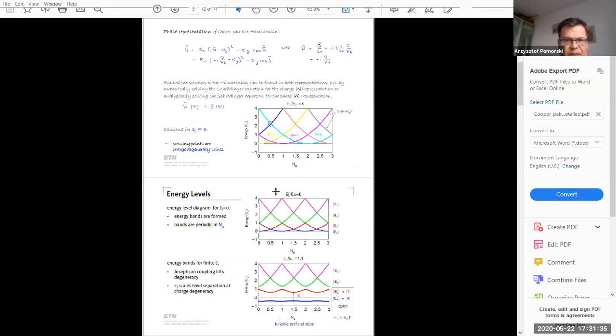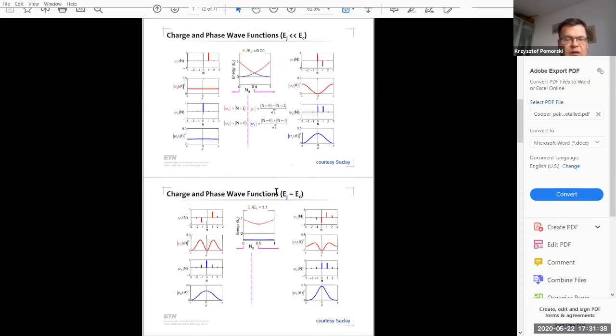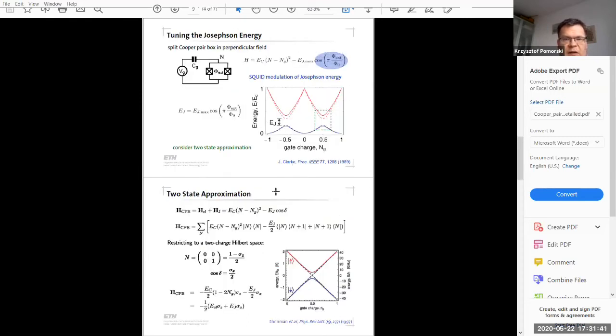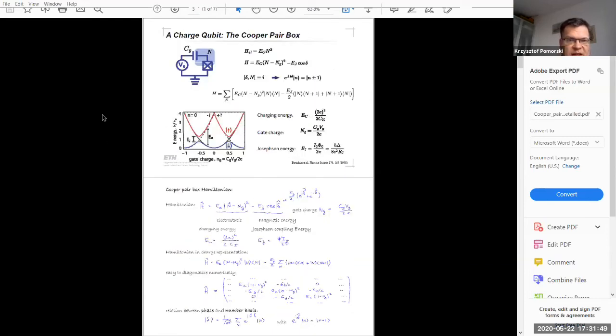So it's basically that we can obtain this idea that we have this tuning by Ng, and there are, again, as you see, a ground level and an excited level, and this will be used to encode the qubit. Usually, this qubit is in a dilution refrigerator at, I don't know, 30 millikelvin.